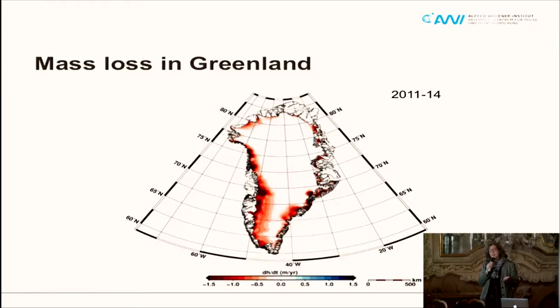So CryoSat was launched at the end of 2010. I always show you 3-year cycles because there is a large variability between the years, and it makes much sense to make an average over 3 years, and then you estimate the amount of volume change over that time. Every reddish color shows you how the surface lowered, every bluish color how the surface has grown. So that's 2011 to 2014, 12 to 15, 13 to 16, and 14 to 17.